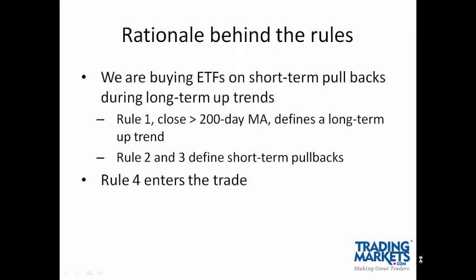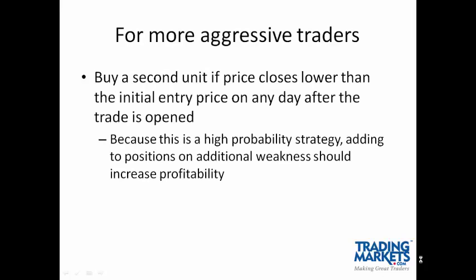The rationale behind the rules is straightforward. We're buying ETFs in long-term uptrends on short-term pullbacks. More aggressive traders can add a second unit if the price closes lower than the initial entry price on any day after the trade is opened. Units can be thought of in dollars or share amounts. If you're trading $10,000 per position, a second unit would be $10,000 worth of the ETF. If you're trading 100 shares, a second unit would simply be another 100 shares in your account.